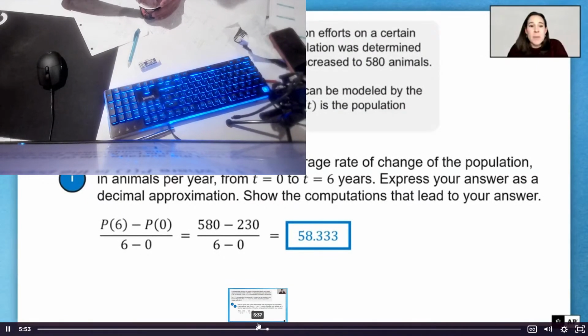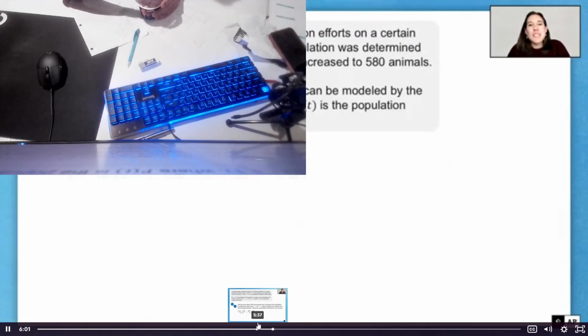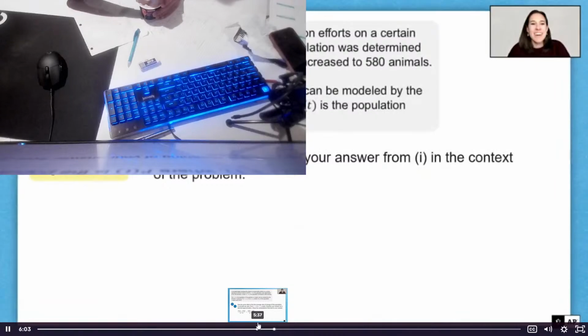Now, guys, on your AP exam, a lot of times you're going to start by just finding this average rate of change value. And then after that, you're going to apply, interpret, or use this in some way. So we're going to add a quick spin-off question for you. It's going to be to interpret the meaning of your answer from part 1 in the context of the problem.